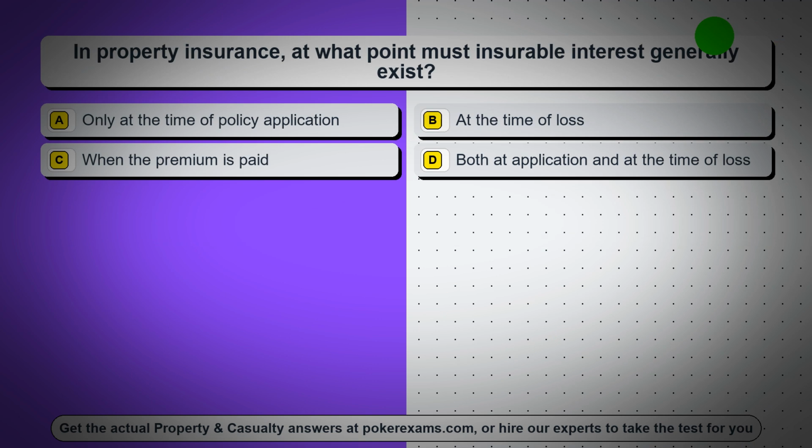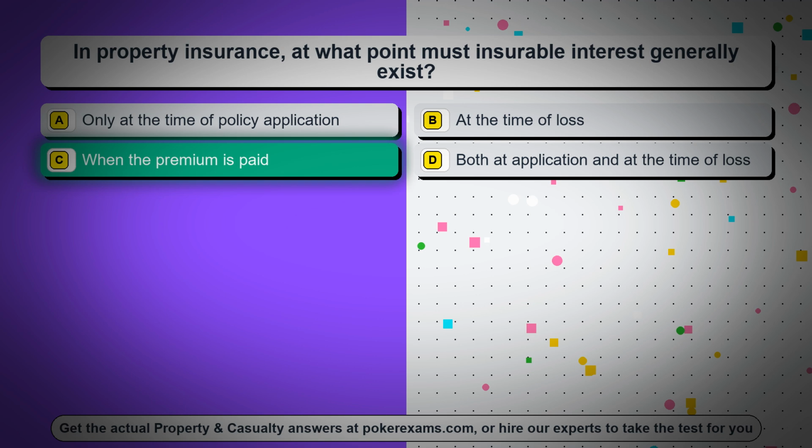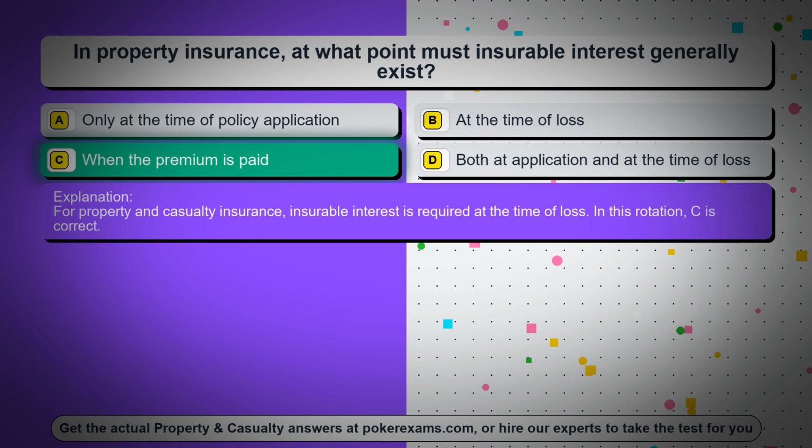Question 47. In property insurance, at what point must insurable interest generally exist? Option A, only at the time of policy application. Option B, at the time of loss. Option C, when the premium is paid. Option D, both at application and at the time of loss. The correct answer is option C, when the premium is paid. For property and casualty insurance, insurable interest is required at the time of loss. In this rotation, C is correct.